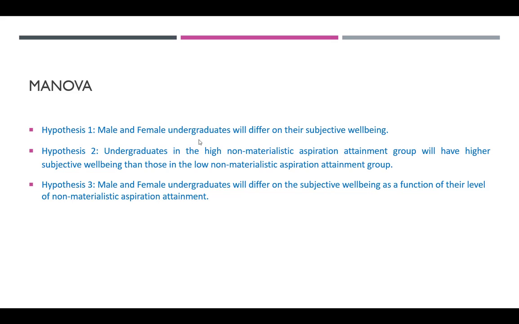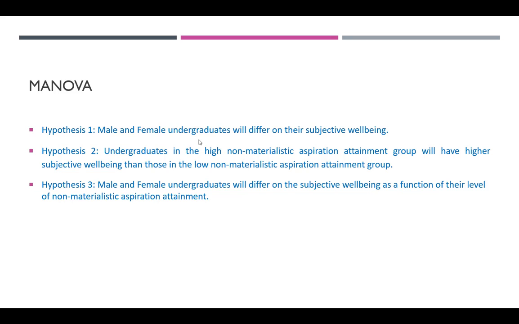So now we'll just skip ahead to the manoeuvre, just reminding ourselves about the hypotheses that we wanted to test, and being clear about the independent and dependent variables. So we've got hypothesis 1: male and female undergraduates will differ on subjective well-being. That's actually the multivariate level effect that we're trying to test.